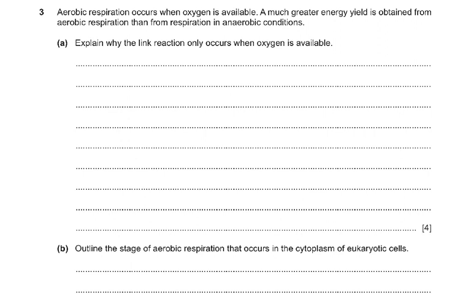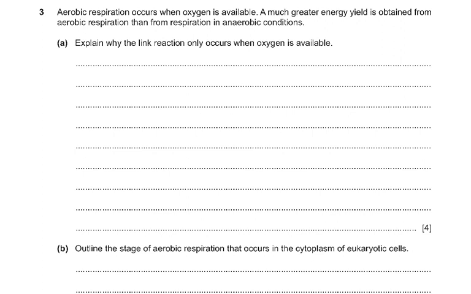Question 3 is a very direct question, and that tells you that you must learn the cycles and memorize them, because some direct questions are just going to check your rote learning. Aerobic respiration occurs when oxygen is available. A much greater energy yield is obtained from aerobic respiration than from respiration in anaerobic conditions. Explain why the link reaction only occurs when oxygen is available.